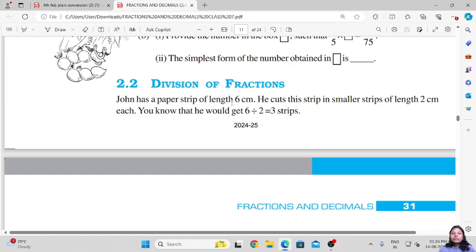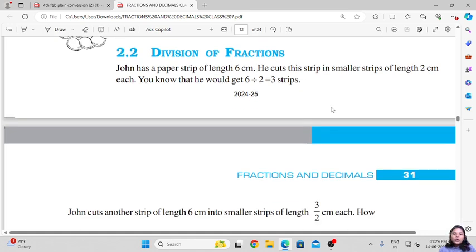So now, to begin with division of fractions, here they have taken an example. Say John has a paper strip of length 6 cm. He cuts this strip into smaller strips of length 2 cm each. You know that he would get 6 divided by 2, that is 3 strips. This is the basic division that we do. John has a strip of paper of length 6 cm, and he cuts this strip into smaller strips of 2 cm each.